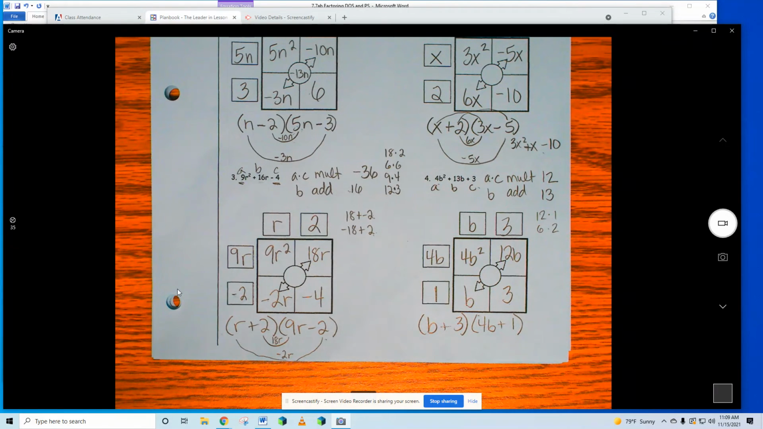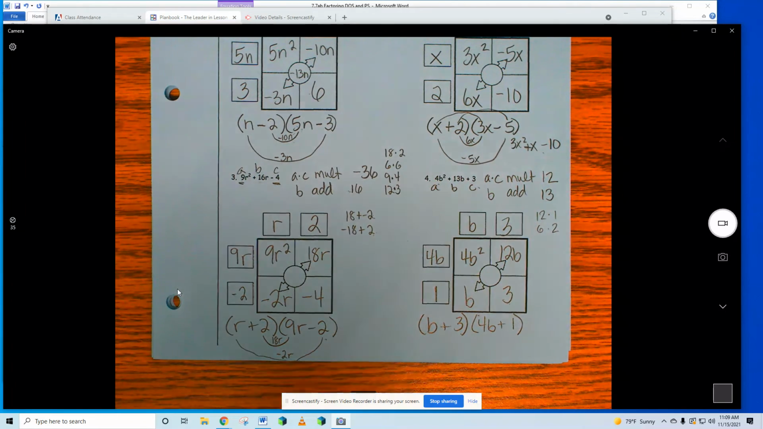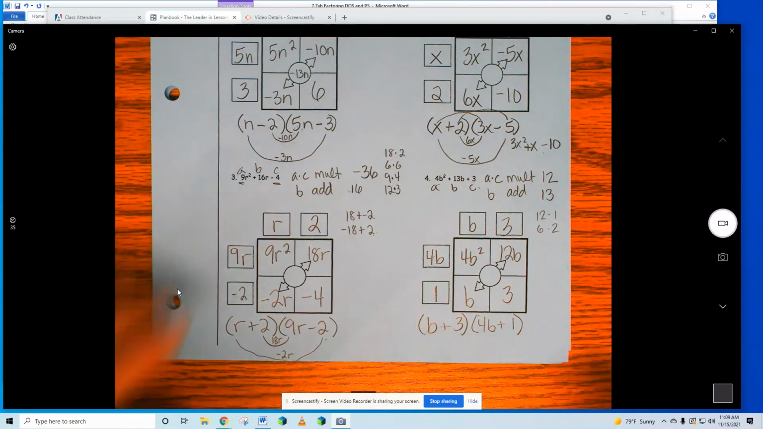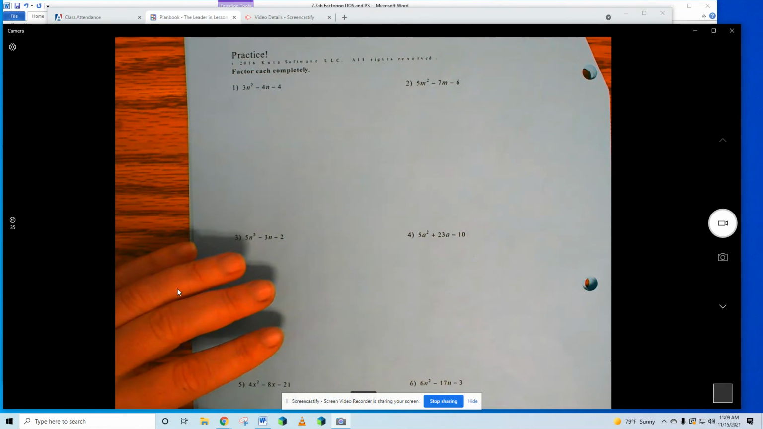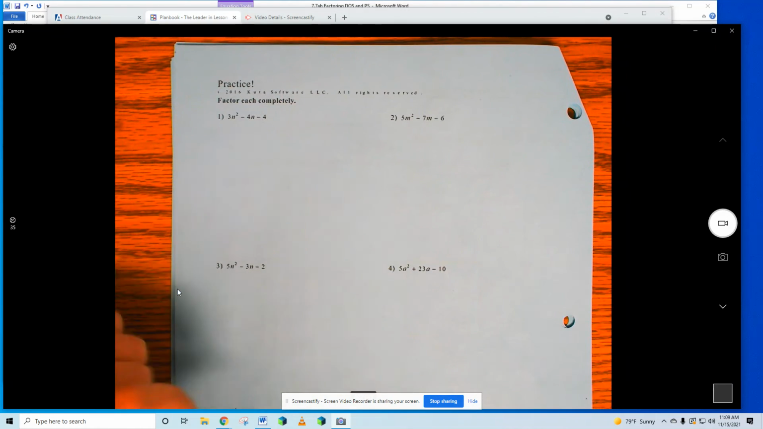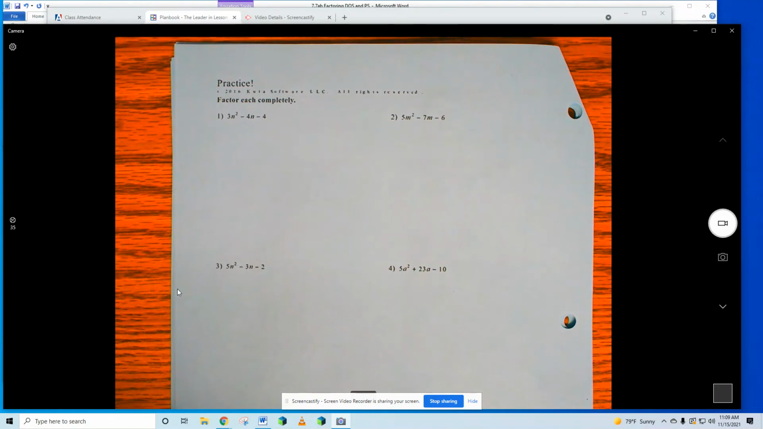Now this box thing, it's not always going to be most convenient for you, but I don't know if you're able to do it in your head yet. If you're not able to do this in your head yet, let's turn the page. Here's the practice. Then I might need to make a little box myself.